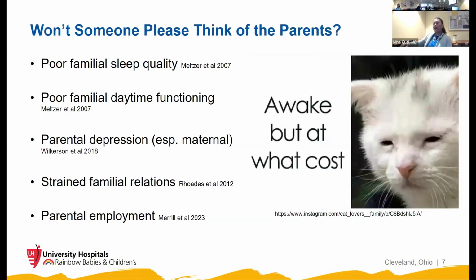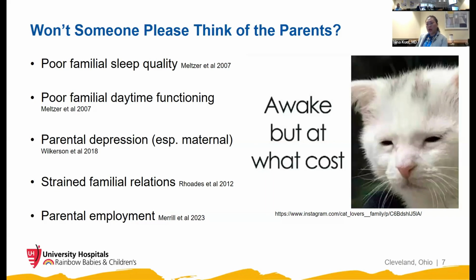And so we think about this quite a bit in pediatrics with the child and parent sleep questionnaire that we get. But parents and the rest of the family are also affected by a child with autism's poor sleep quality. And so multitudes of papers have shown this, that it reflects on poor familial sleep quality, poor familial daytime functioning because of their poor sleep quality.